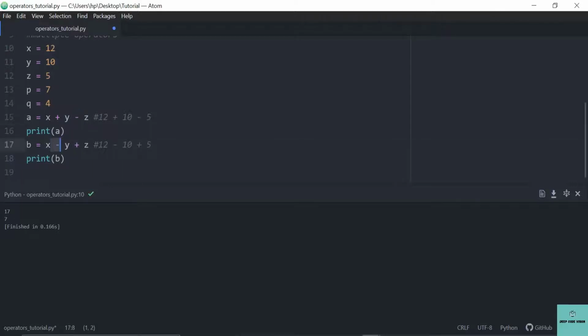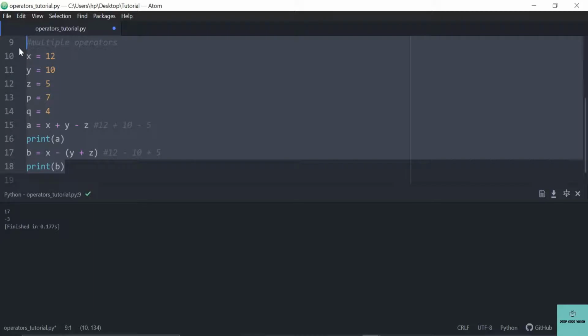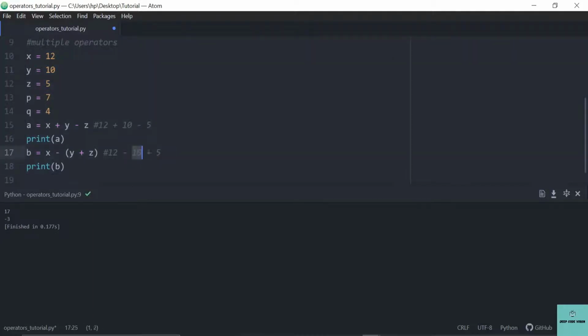Now it first does the subtraction, and then it adds the value. That is how it works without parentheses or brackets. If you want to specify something, you will have to specify it within parentheses. If I want to add y plus z first and then do the subtraction, now it makes sense, right? So 10 plus 5 is 15, and take away 12 from that, that becomes minus 3.